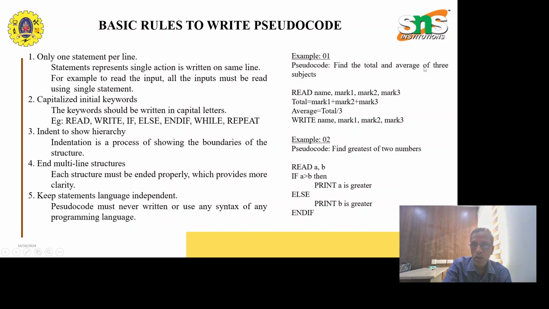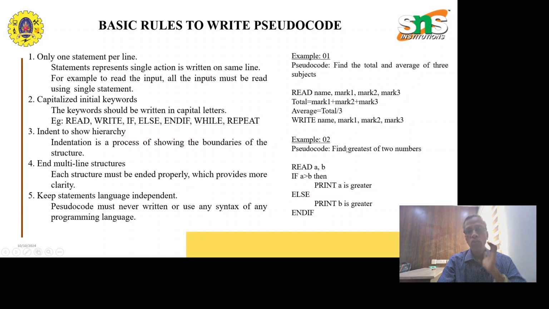Pseudocode, find the total and the average of 3 subjects. Read name, mark 1, mark 2, mark 3. Total equals mark 1 plus mark 2 plus mark 3. Average equals total divided by 3. Write name, mark 1, mark 2 and mark 3.